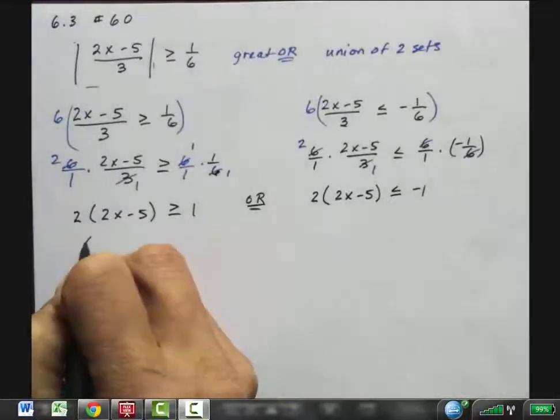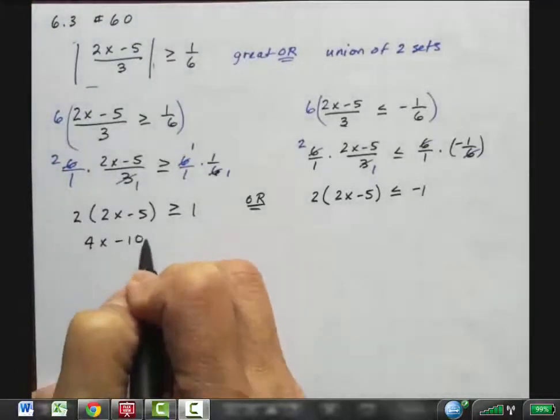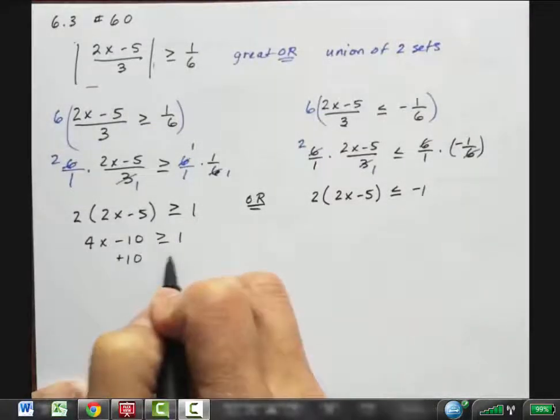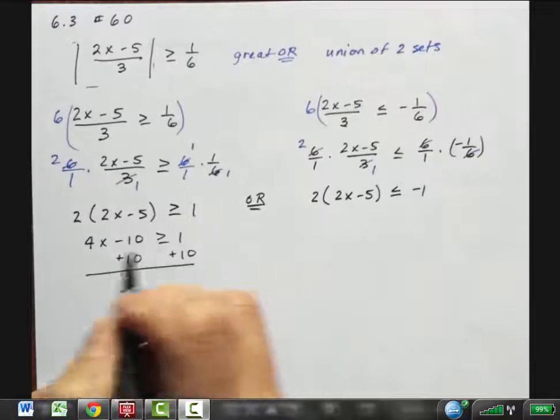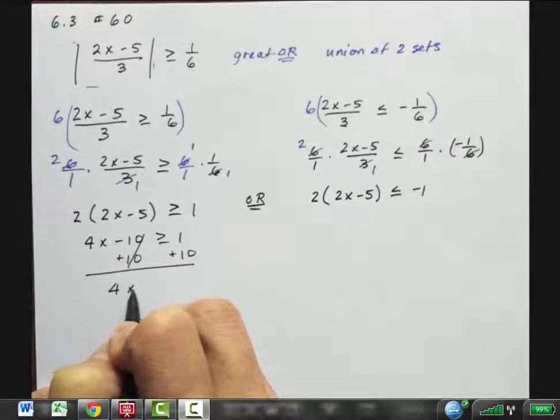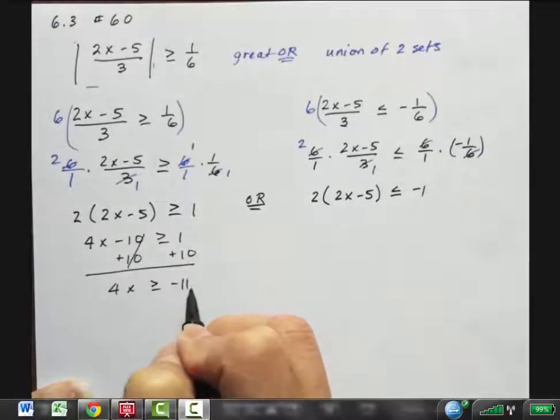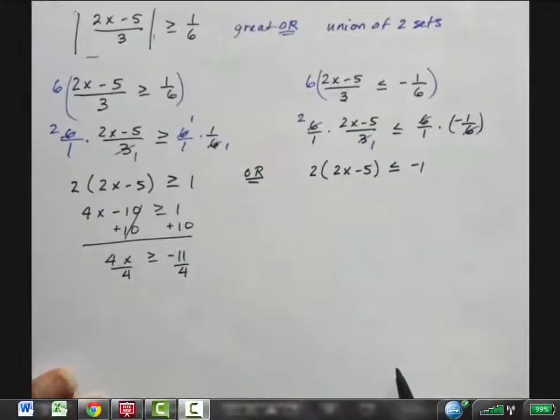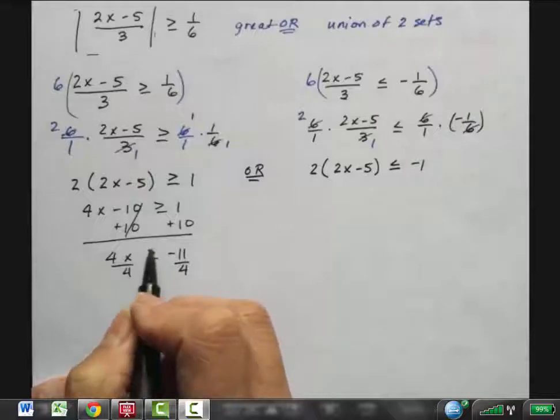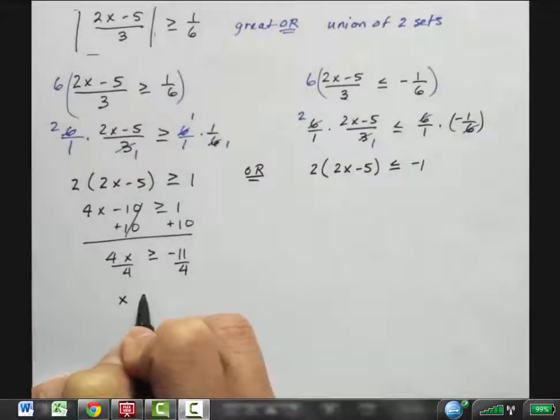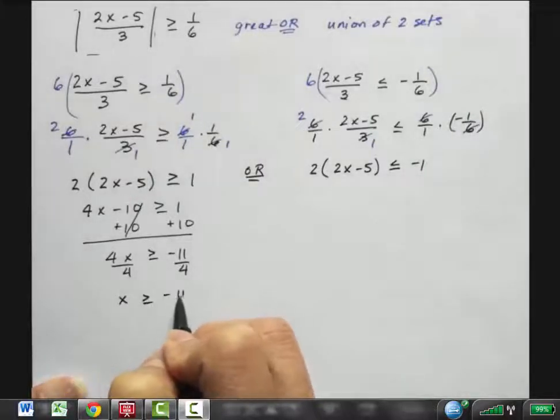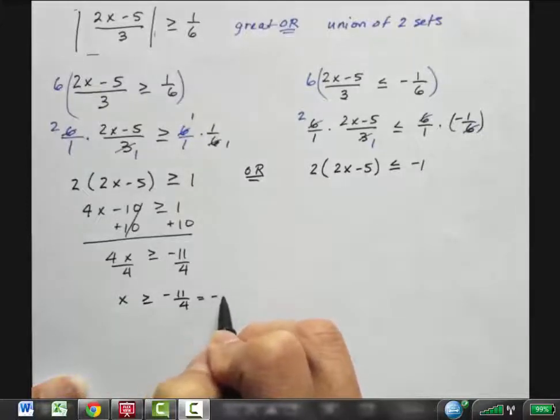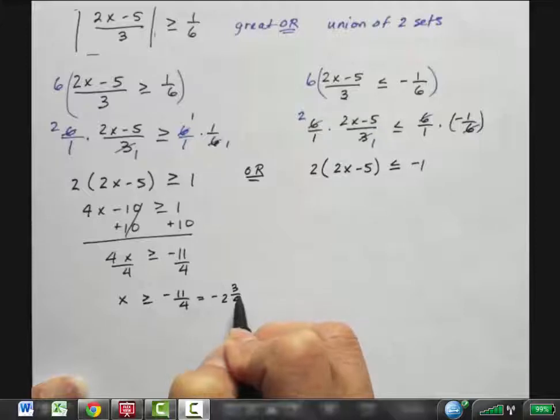Using the distributive property, I end up with 4x minus 10 is greater than or equal to 1. I'm going to add 10 to both sides. I end up with 4x greater than or equal to negative 11. Dividing both sides by 4. Now I'm dividing by a positive, so that's okay. My inequality is going to stay the same. X is going to be greater than or equal to negative 11/4. And you may want to rewrite this as negative 2 3/4, so you know where to graph it on your number line.